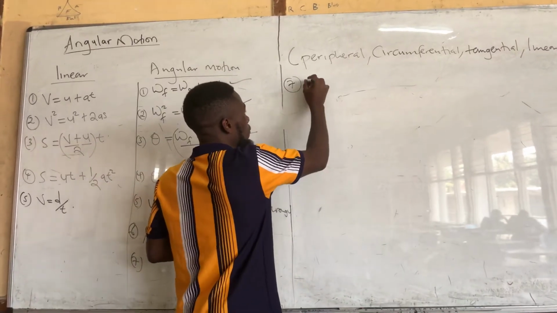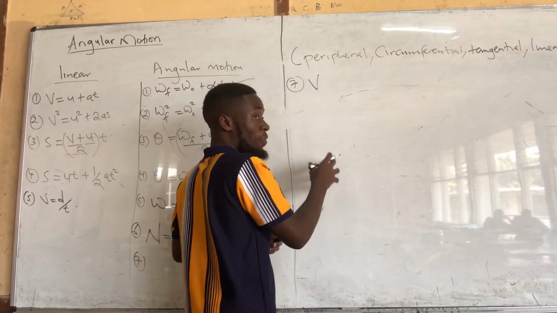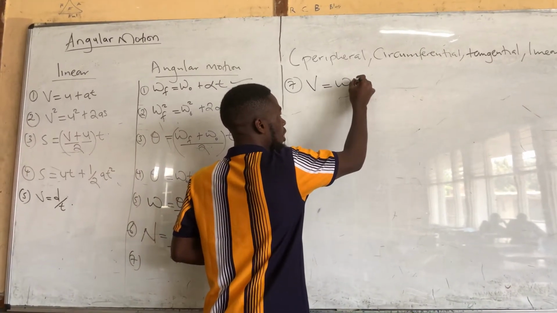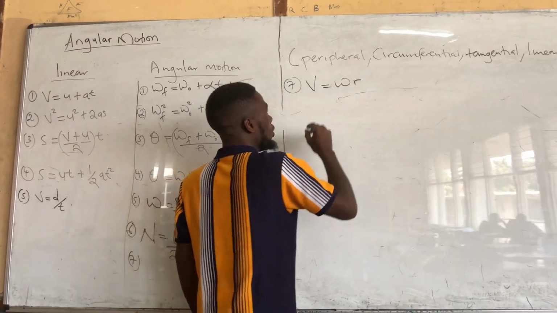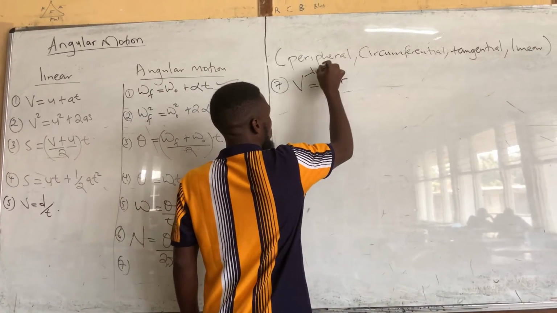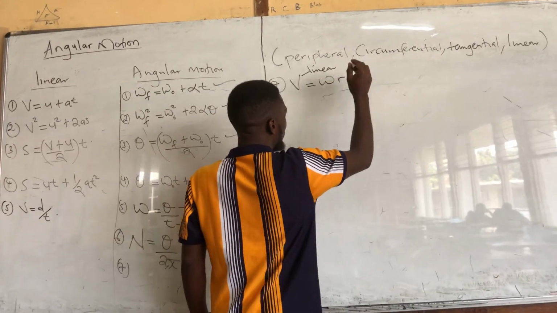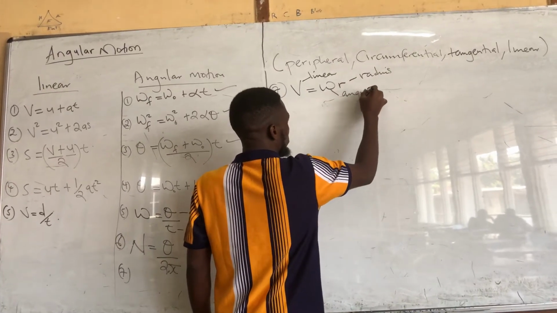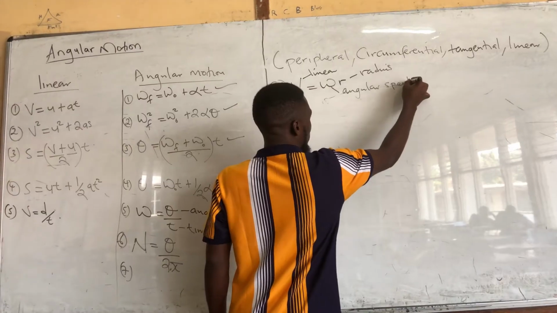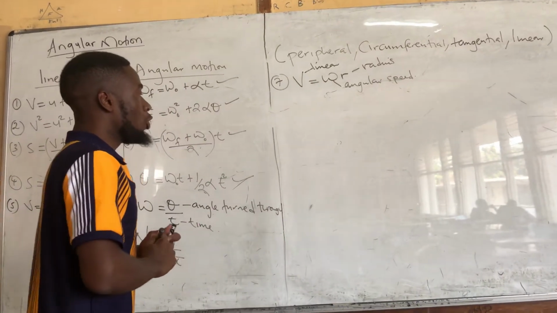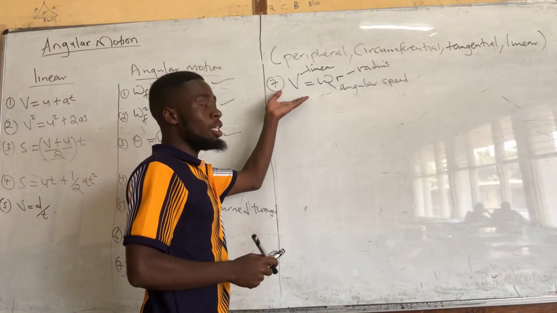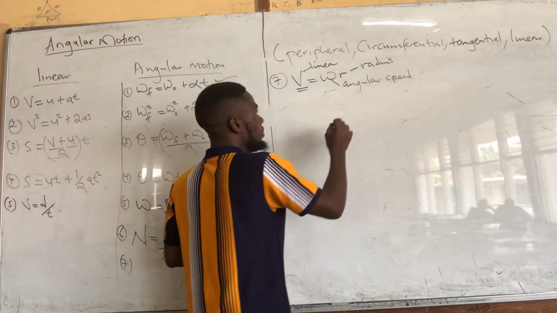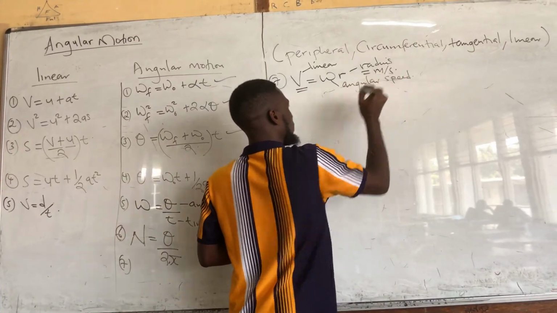So v, the linear, tangential, circumferential speed, equals the angular speed multiplied by the radius. This is the radius here, and this one is the angular speed, or angular velocity. This is the equation we use to find the linear, circumferential, tangential speed, and because it is the normal v, the answer will be in meters per second.